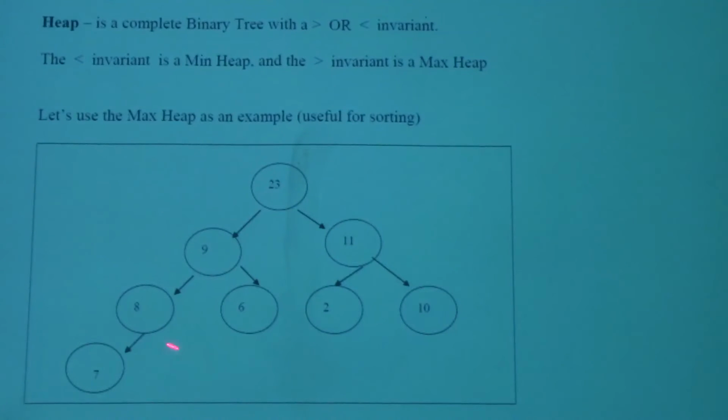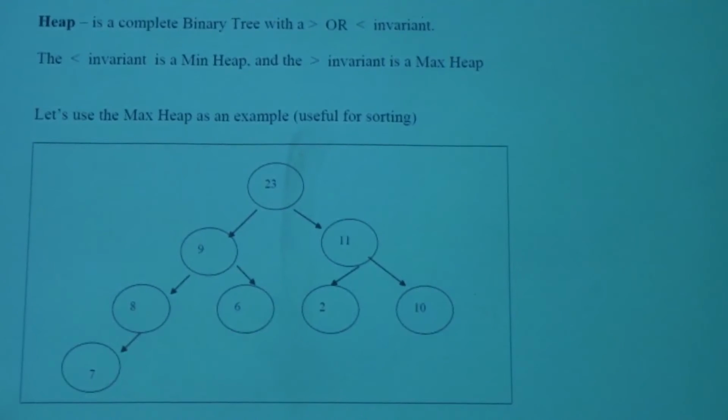The only thing I could do is use this one and put it in the place here, but then you would have a 7 in the root position. Now, I'm going to call this little tree a subtree, this one the right subtree, and this the left subtree. When that 7 node is placed in place of the missing 23, I have a complete binary tree, but I have a violation of the max invariant.